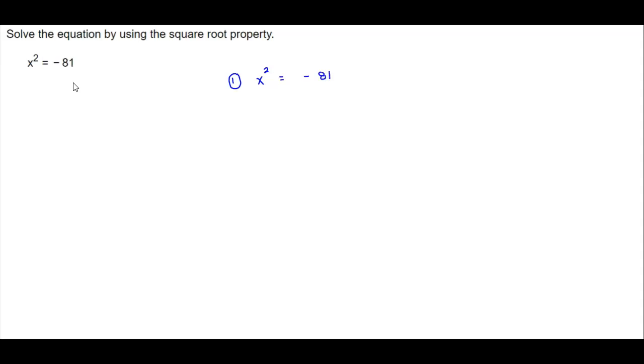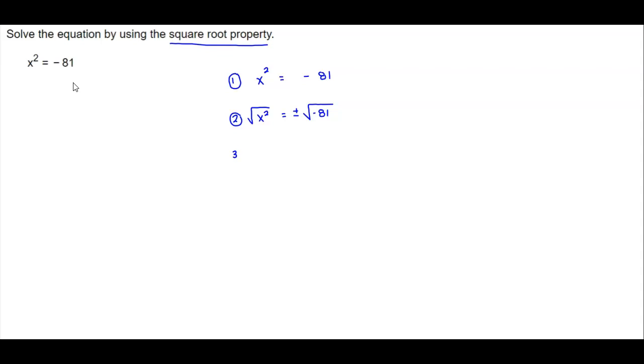Okay, so now in step number 2, we're going to take the square root of both sides because we're using the square root property to solve this problem. So we're going to take the square root of x squared, and that's going to equal the square root of negative 81. Now keep in mind, this is plus or minus the square root of negative 81.